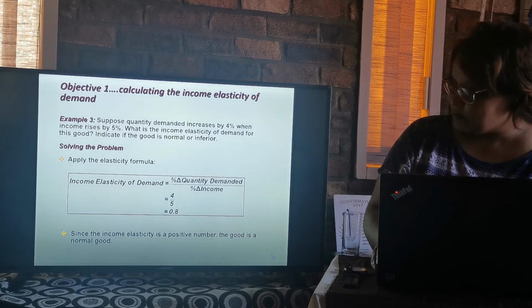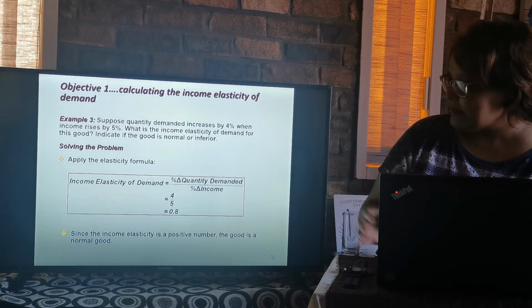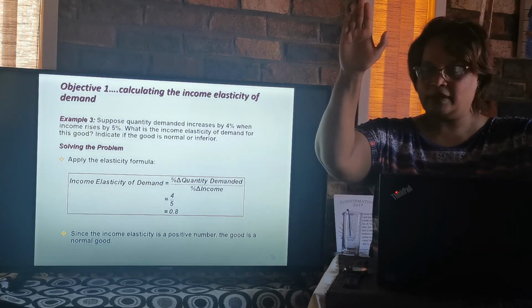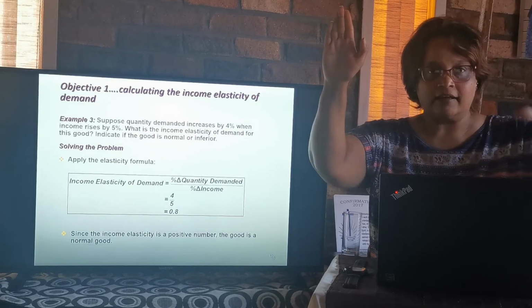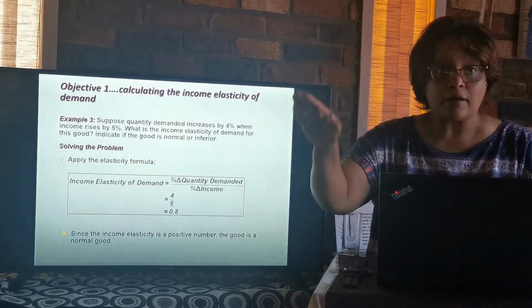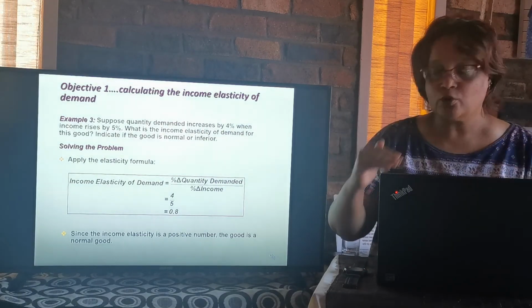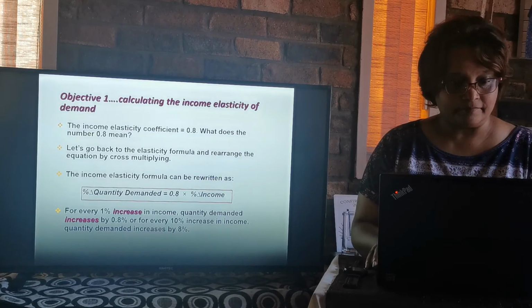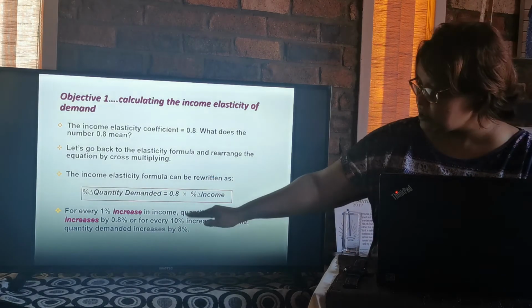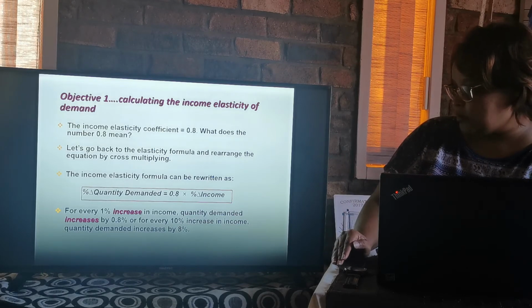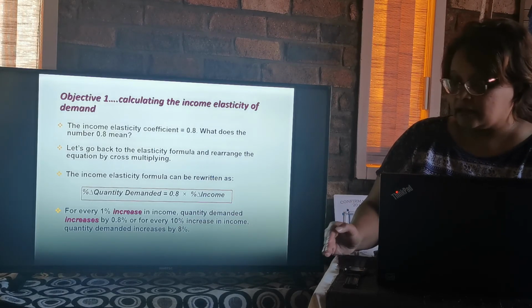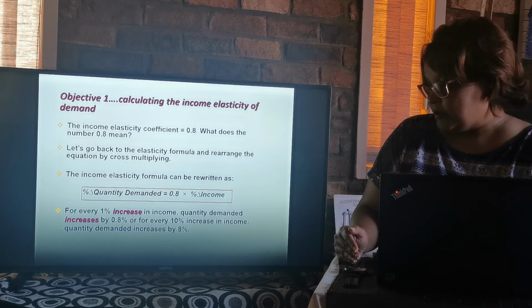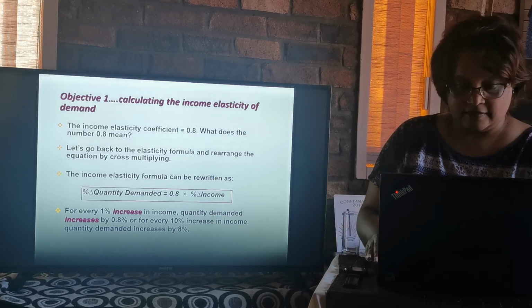This is an example. We have established that there's an increase of 4% and income rises, same direction. Immediately think positive. Increase, increase: a positive relationship, so the good will be normal. What does it say in the last bullet? For every 1% increase in income, quantity demanded increases by 0.8, or for every 10% increase in income, quantity demanded will have an increase of 8%. Just times 10.